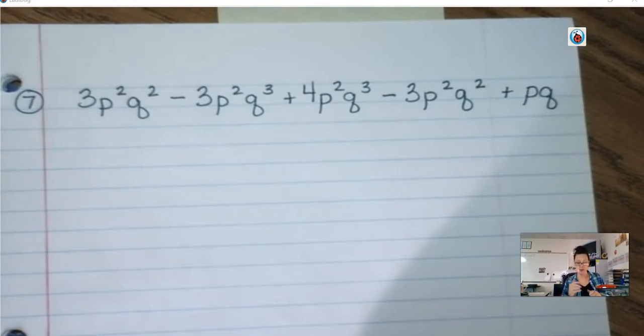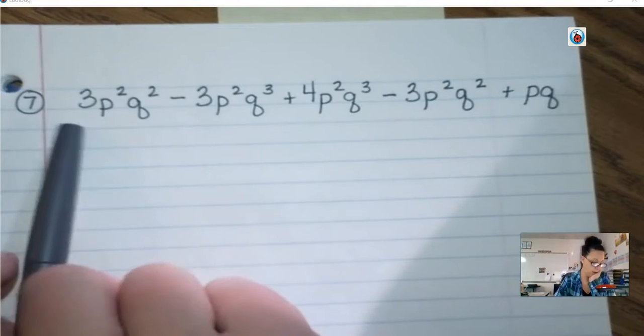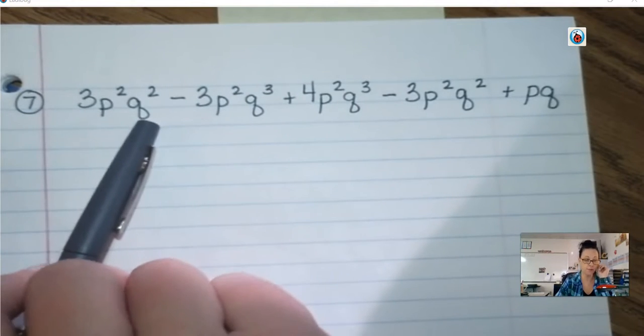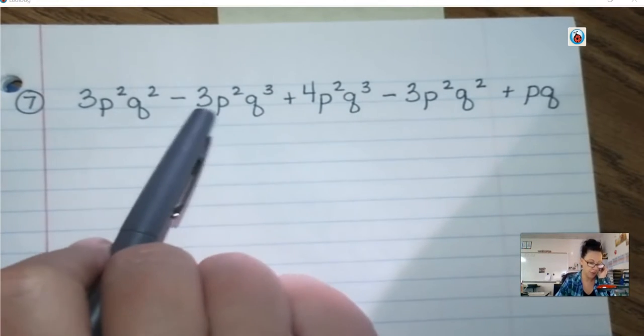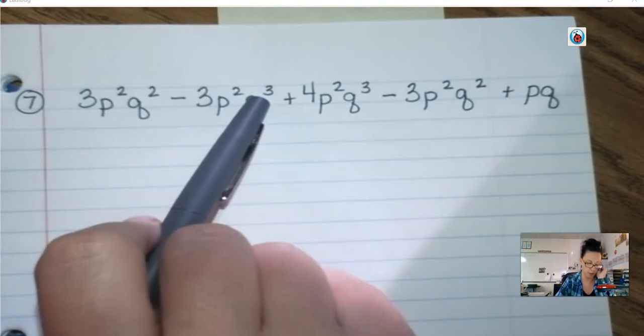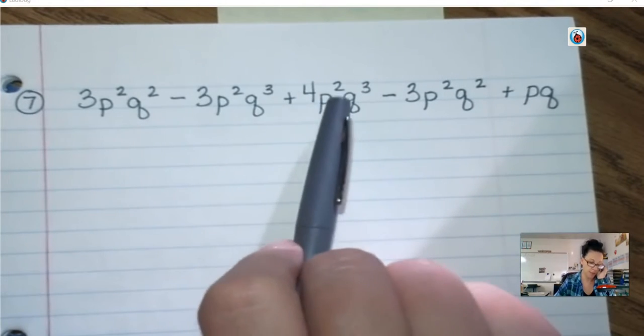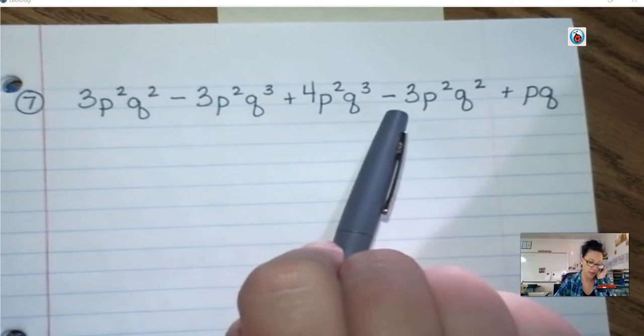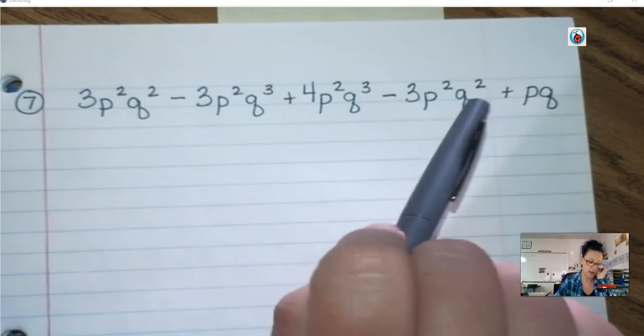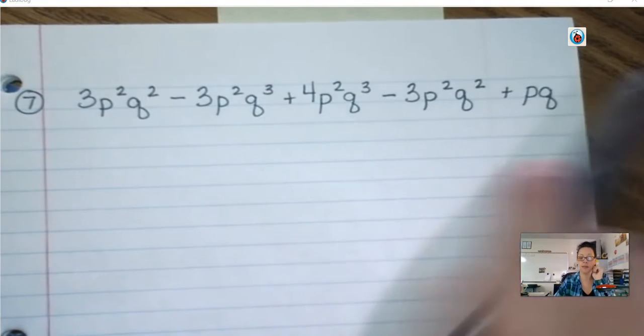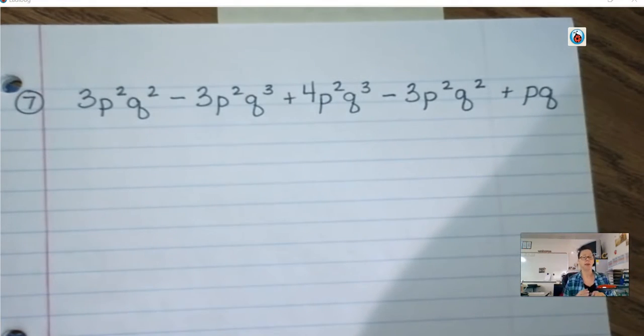Again, I'm going to read that again, so check yours. 3p squared q squared minus 3p squared q cubed plus 4p squared q cubed minus 3p squared q squared plus pq. Okay, first, figure out how many terms are there.